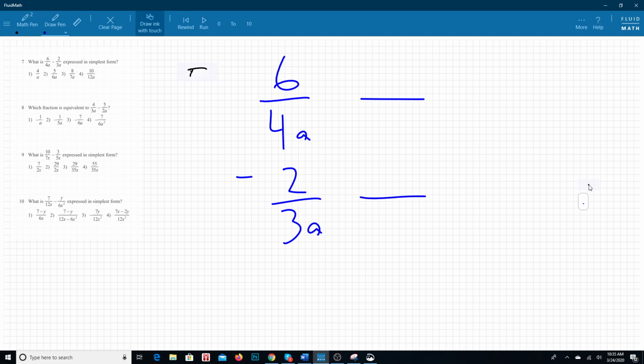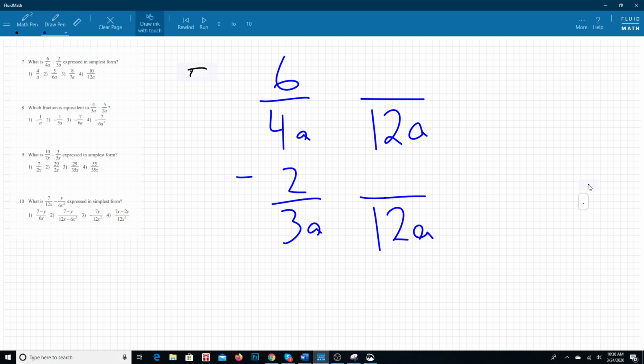Again, a problem like this is quite simple. What you need is the lowest common denominator, which in this case is going to be the product of both 4a and 3a, which would be 12a. So that's going to be my lowest common denominator, and that's what I'm going to use as a baseline for my numerators, 12a.